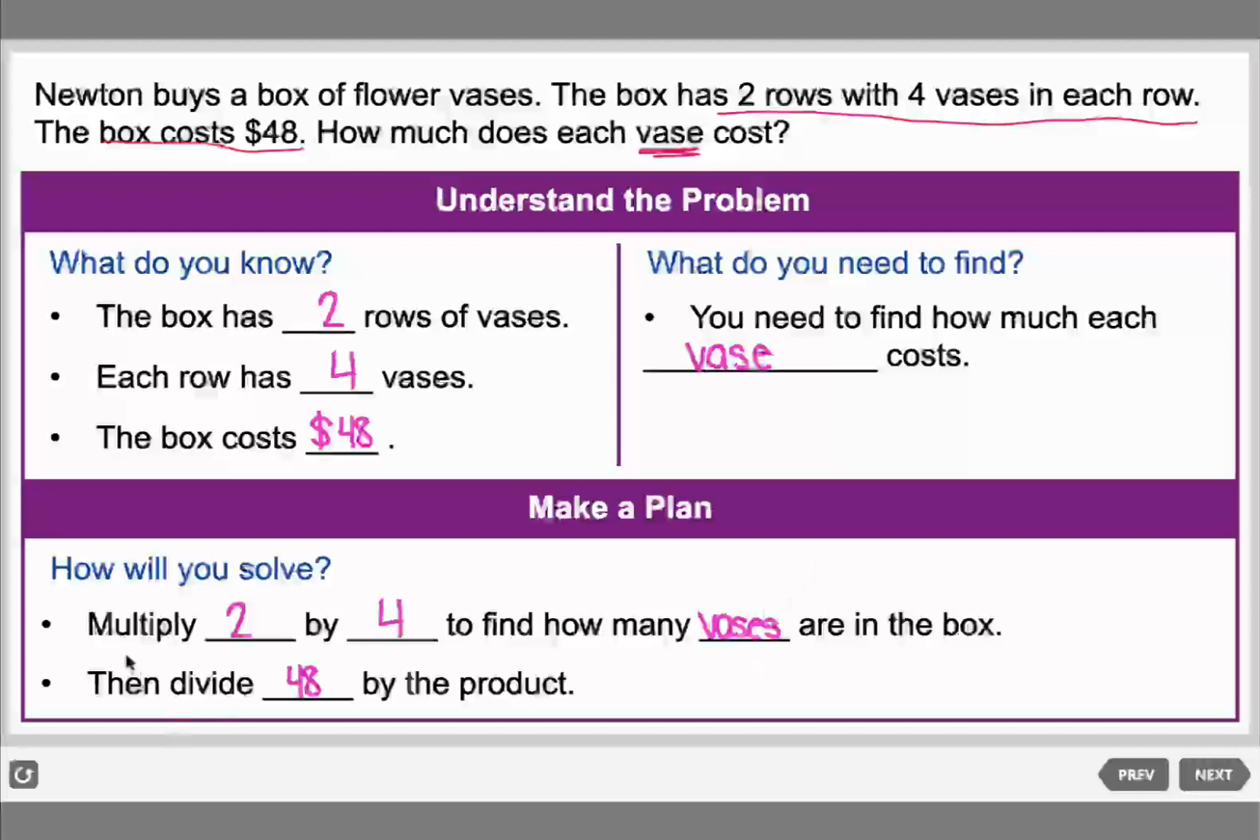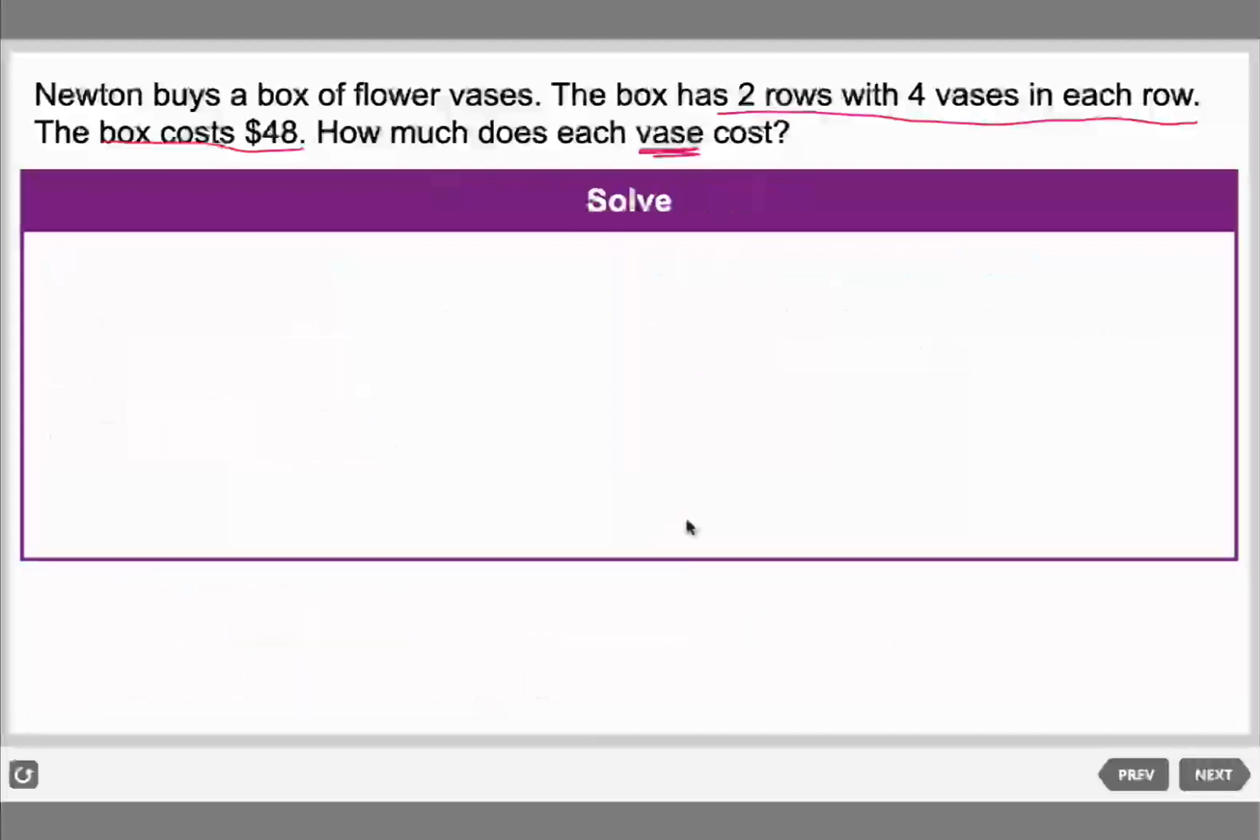As we said, we will multiply. Quickly, Yusuf. We will multiply 2 by 4. What is 2 multiplied by 4? 8. Excellent. Eight. And then we will divide 48 by the product, which is 8. What is 48 divided by 8? 6. Excellent, my heroes. Six. Okay, Yusuf, six. Did you finish writing? Yes. Now, let's start solving.